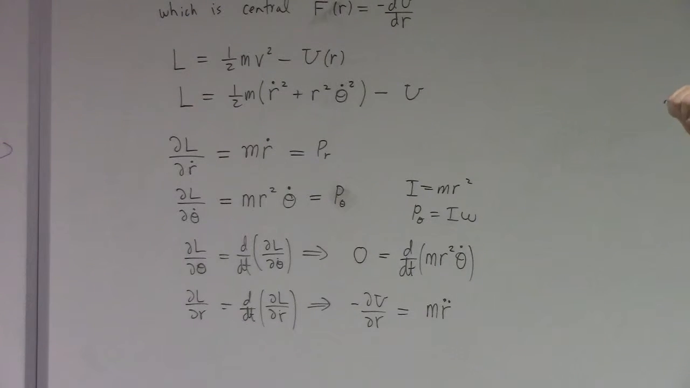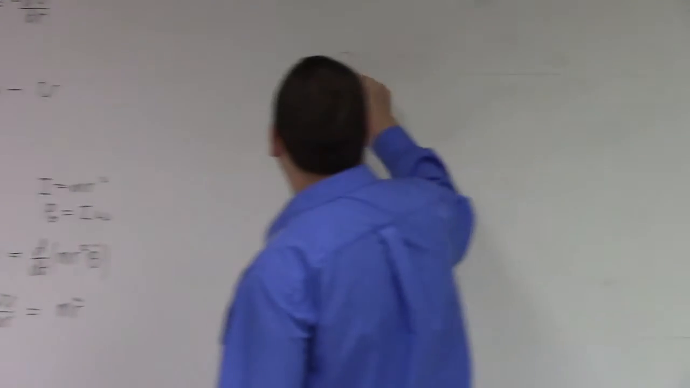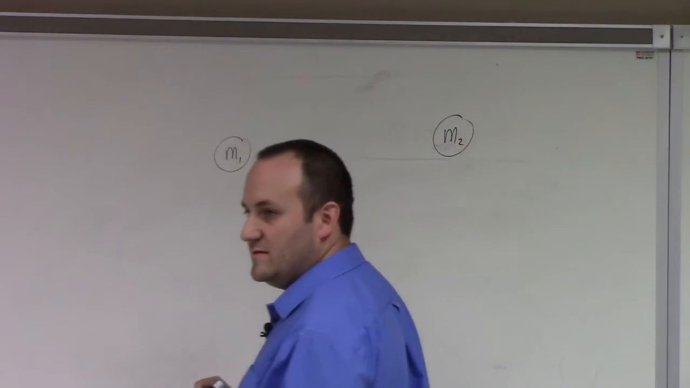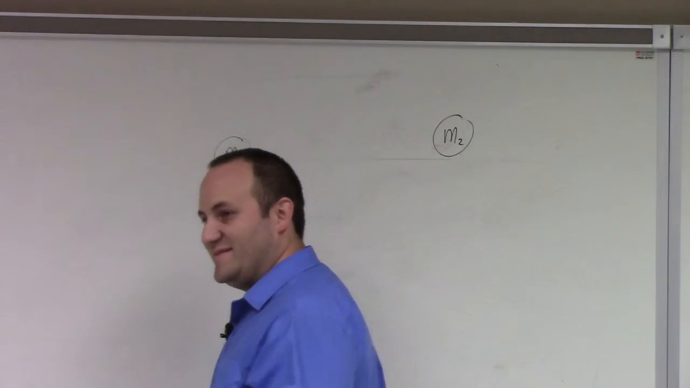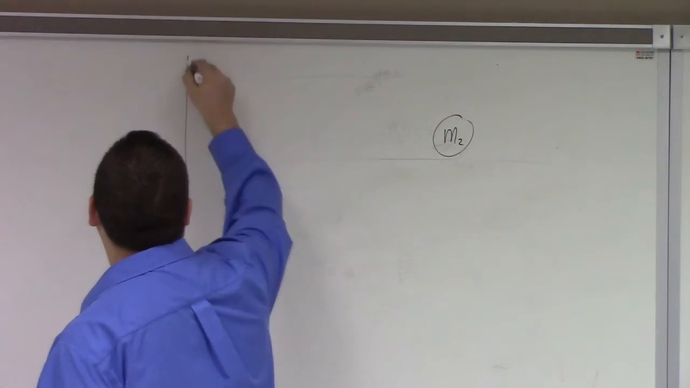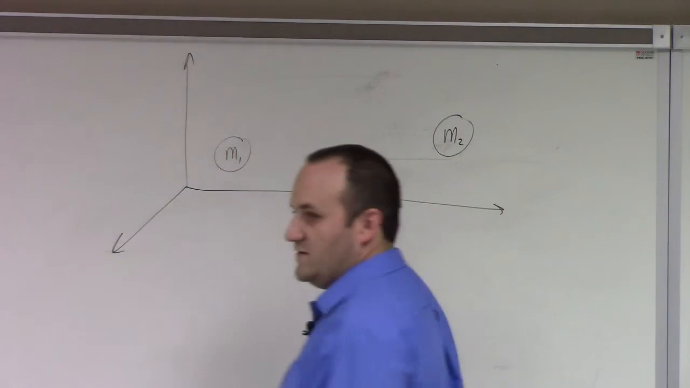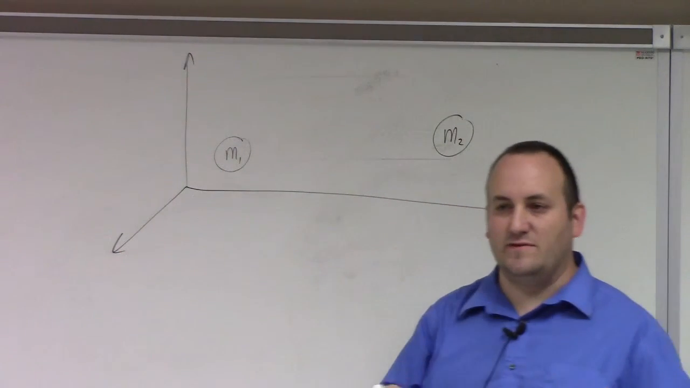Do you guys know what the two-body problem is? You take two bodies like M1 and M2 out there in 3 dimensions. This is physics, so it's 3 dimensions. And then you've got two bodies, and you have to have some interaction between them.